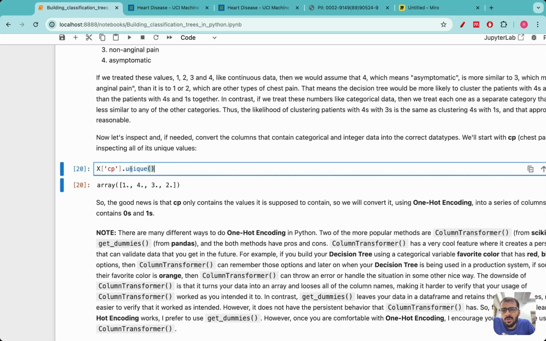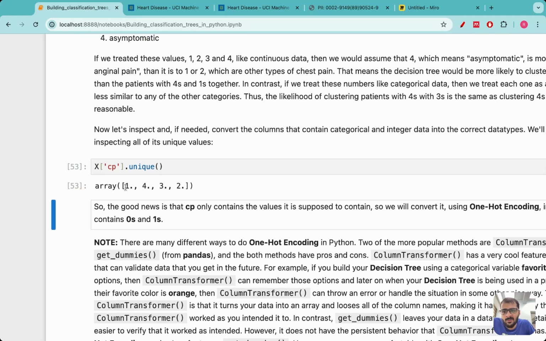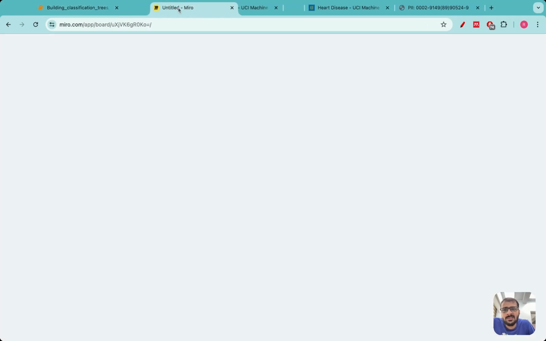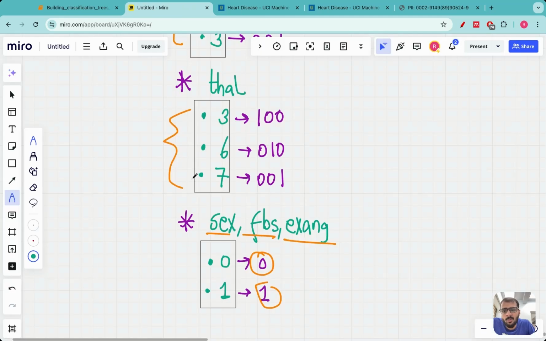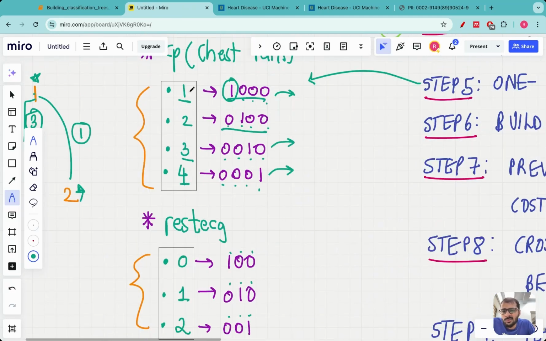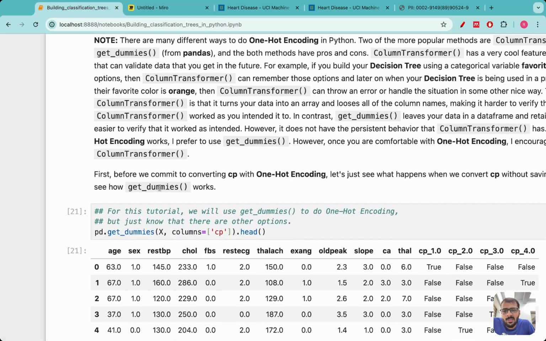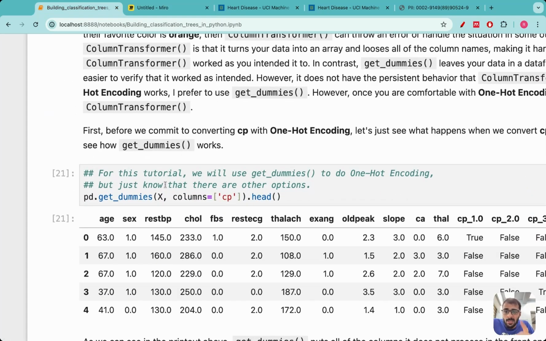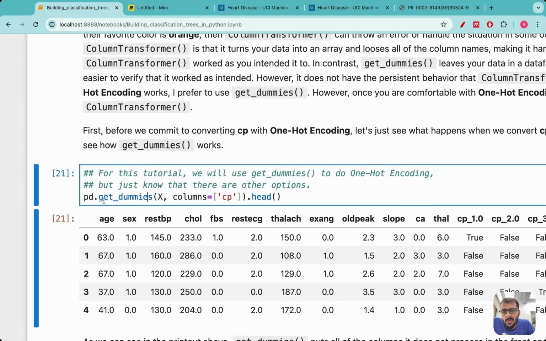So first, if you do x['cp'].unique(), it will print out the unique values in CP, which is 1, 2, 3, 4. This is exactly what we had seen on the whiteboard. If you scroll up to CP, you will see that the unique values in the data set are 1, 2, 3, and 4. The command used in Python to convert this into one hot encoding is called get_dummies. You can type pd.get_dummies(x) and mention the columns which you want to one hot encode.